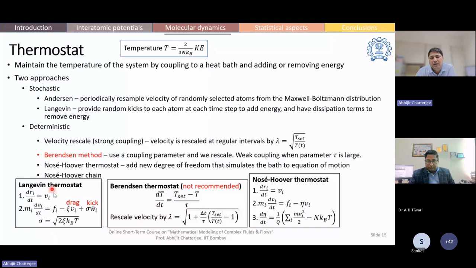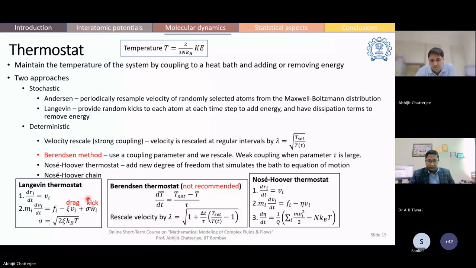Alternatively, a very popular thermostat is the Langevin thermostat, where we basically solve a slightly modified system of equations. The first equation is for the positions, which looks like the standard one. The second one is for the acceleration: not only do we have a force term, but we also have a viscous drag term, where the friction parameter is set by us. Typically, this is set to about 10 to the power 12 per second.